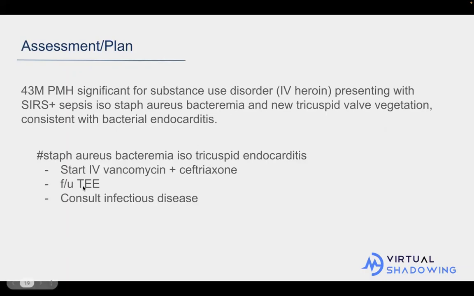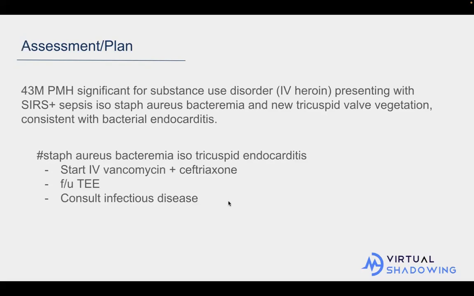So the plan, I'm going to start some antibiotics for him. I'm going to get an even more detailed echocardiogram called a TEE, which I'll talk about in a second. And I'm going to consult infectious disease because I'm weak and I want the infectious specialist to double check me and make sure that I gave the right antibiotics. It's important to know when to consult your specialist, and I definitely consult my specialist.